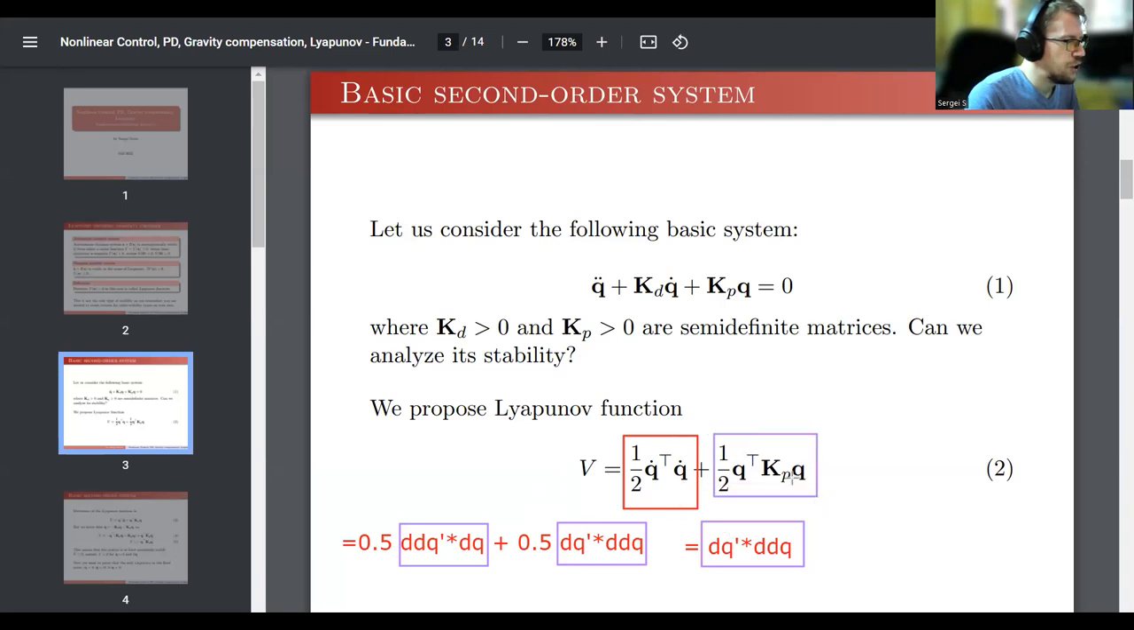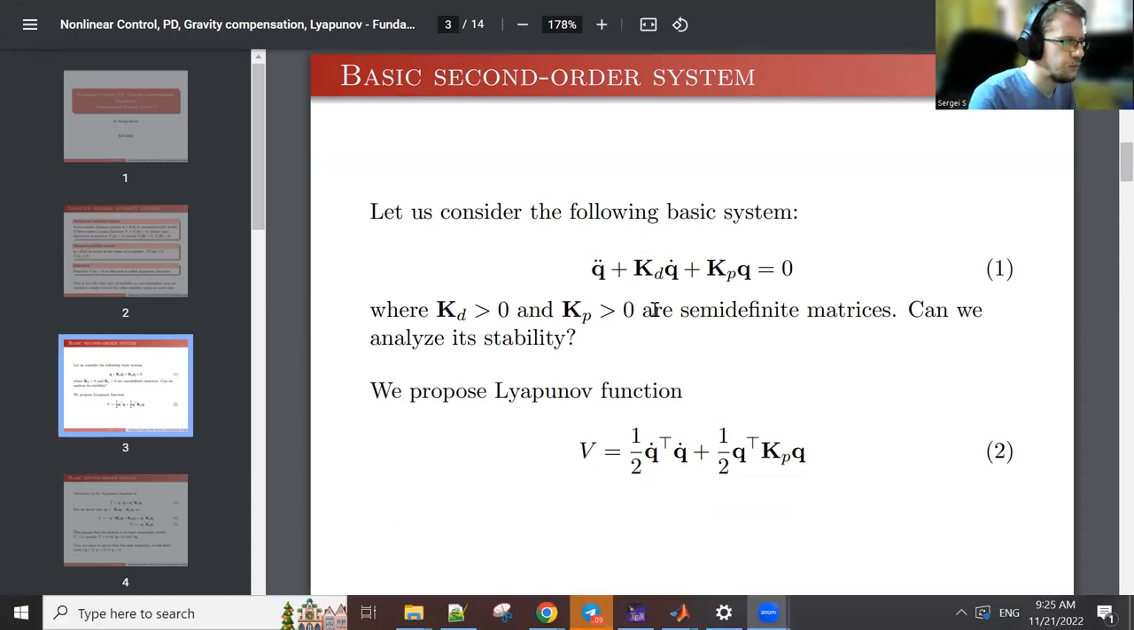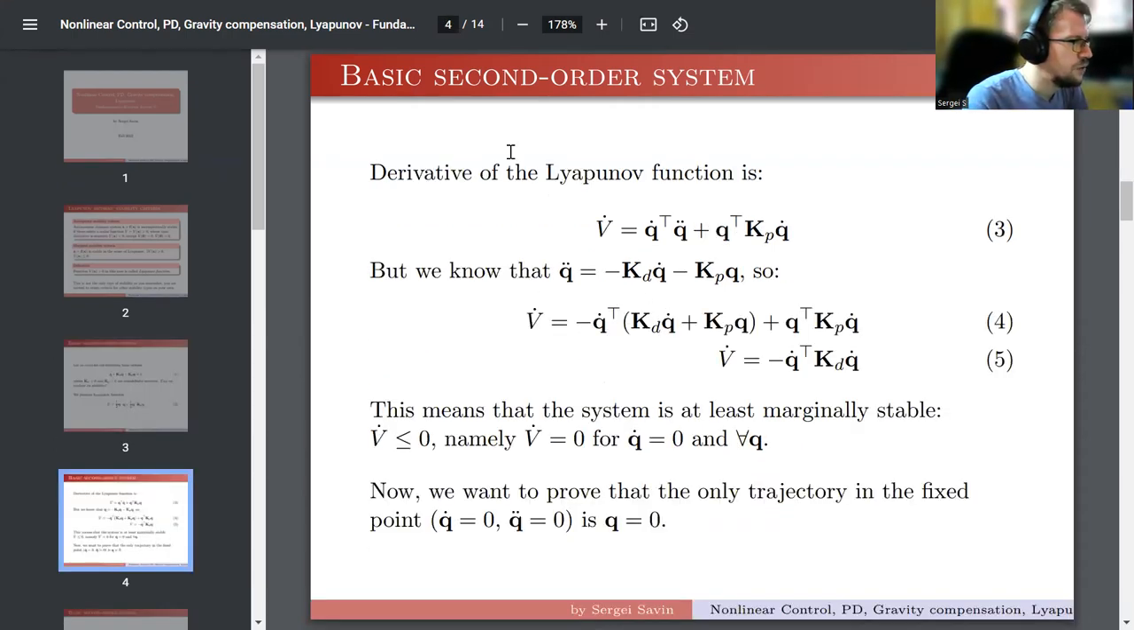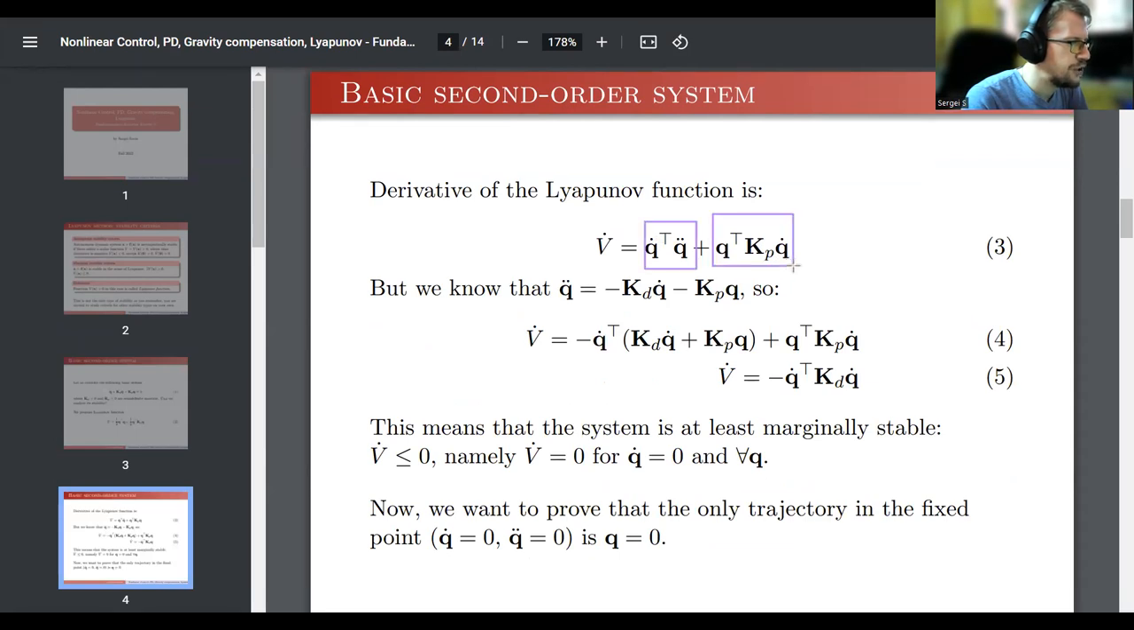Here it will be exactly the same situation, except you would just have q transpose times Kp times q dot. The dot will appear here and here. Again, you can say it is a scalar, so transpose equals itself, and that is how you get rid of the 1/2. Okay, hope this explained it somehow. Now, this is how we obtained this expression here and this expression here.